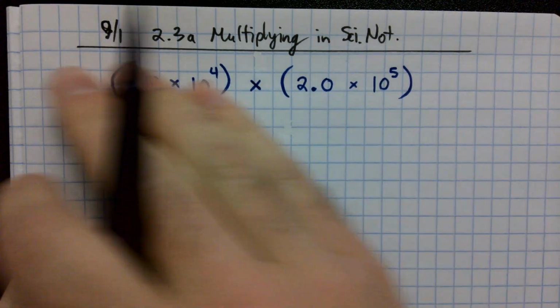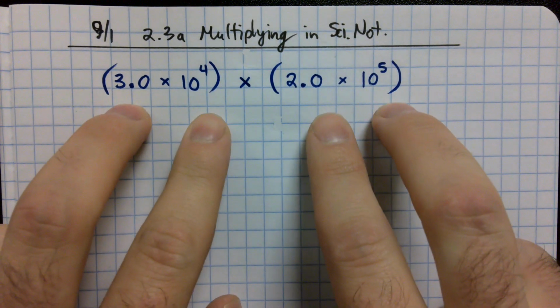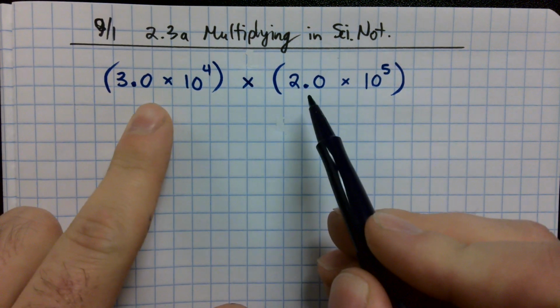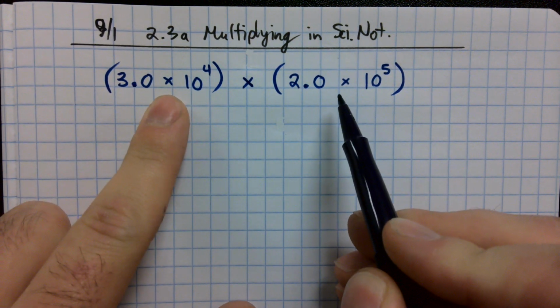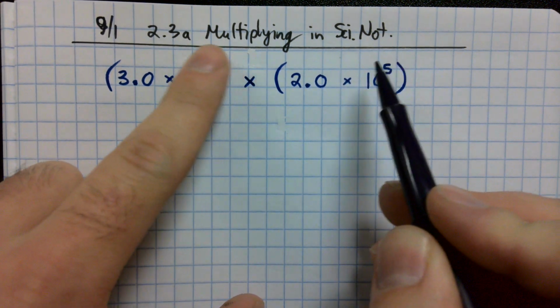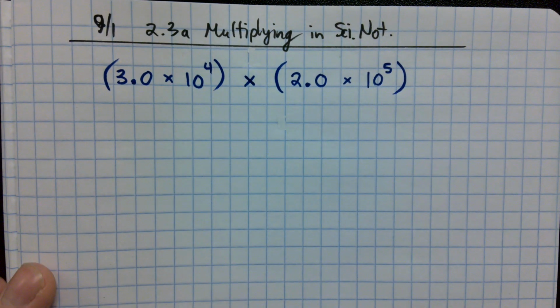So, multiplying in scientific notation. We take two of these numbers, written in our notation, right? Leading number, multiplication sign, base of 10 with an integer power. So no decimal, no fraction in our integer.